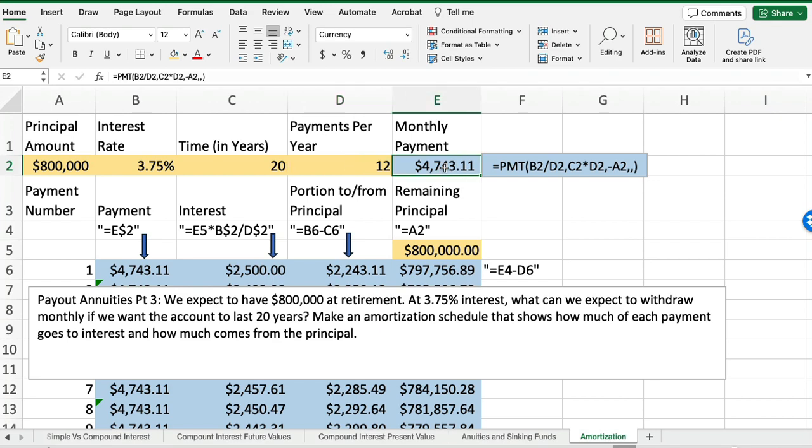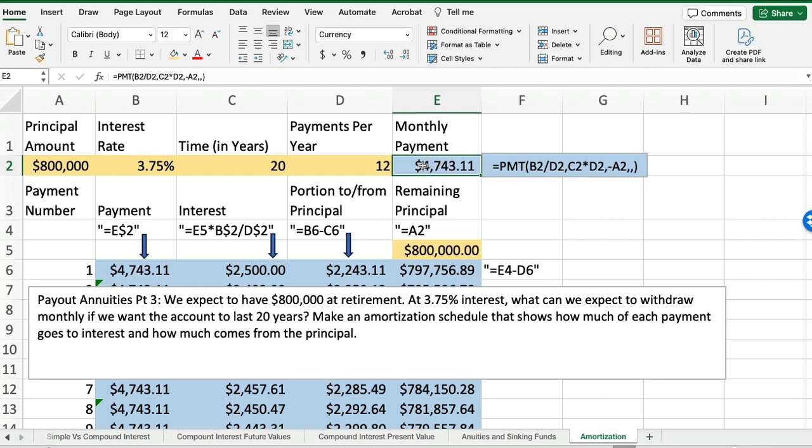And then in cell E2, we actually typed in equals PMT. So the formula is actually showing to you there on the right. Equals PMT parenthesis B2 divided by D2. So again, that's equals PMT parenthesis B as in boy, or B as in Bravo 2, slash D as in David 2, comma, C2 times D2, comma, negative A2, comma, close parenthesis.